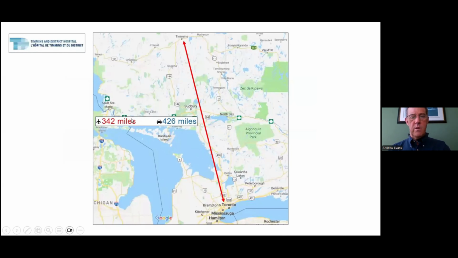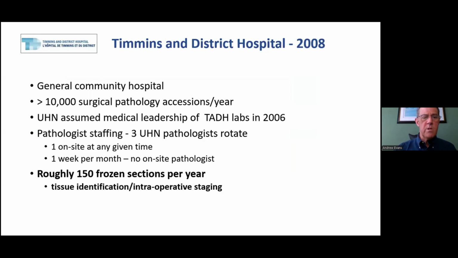Next one was Timmins. So this was Timmins and District Hospital, a distance of 342 miles by air, 426 miles by road from downtown Toronto. It's a general community hospital. UHN assumed the medical leadership of the labs in Timmins and District Hospital in 2006. There were 3 pathologists who took turns rotating, but 1 week per month there was no on-site pathologist, and this left a need to cover frozen sections that might have arisen in the absence of an on-site pathologist, or even providing consultation support for a single on-site pathologist when they were there. There are roughly 150 frozen sections per year involving tissue identification and intraoperative staging.